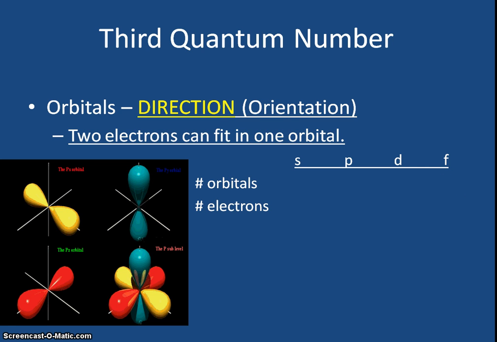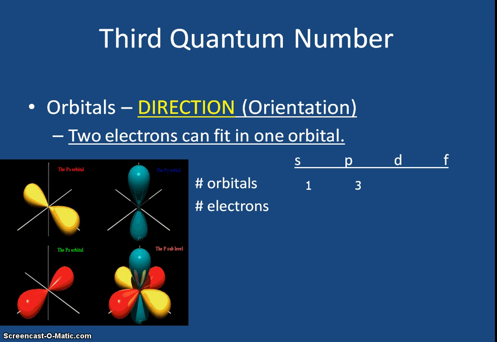The next quantum number is the orbital, which is the actual region of space for the electron, but you can think of it as direction or orientation. And keep in mind that 2 electrons can fit into 1 orbital. So for an S shape, the sphere, no matter how you turn it, it's still a sphere, so there's only 1 orbital for that. For a P, you can line it up on the different axes from geometry. So you remember you have the x-axis, the y-axis, and then the z-axis comes out of the paper. So you have 3 different orbitals for a P.